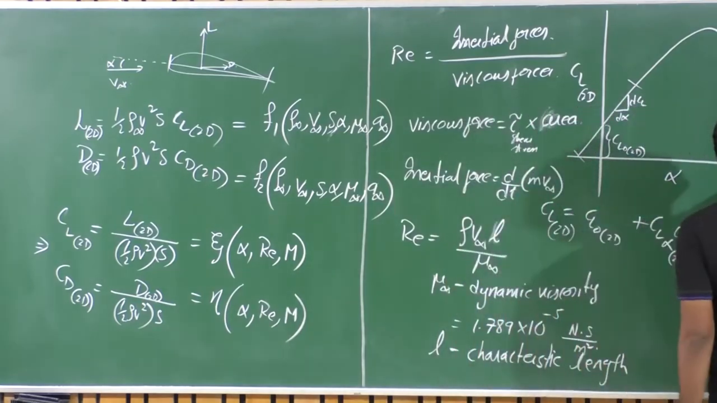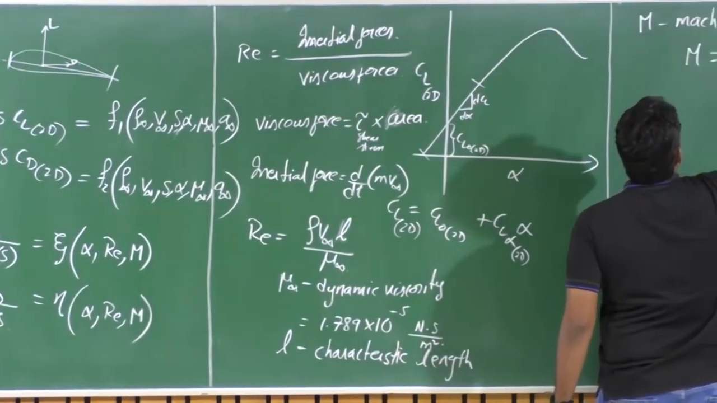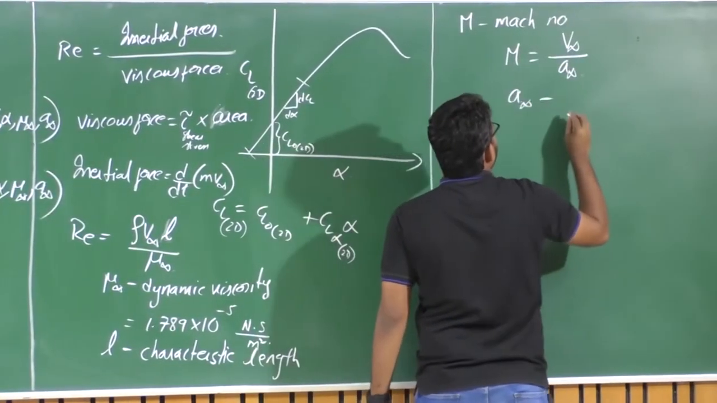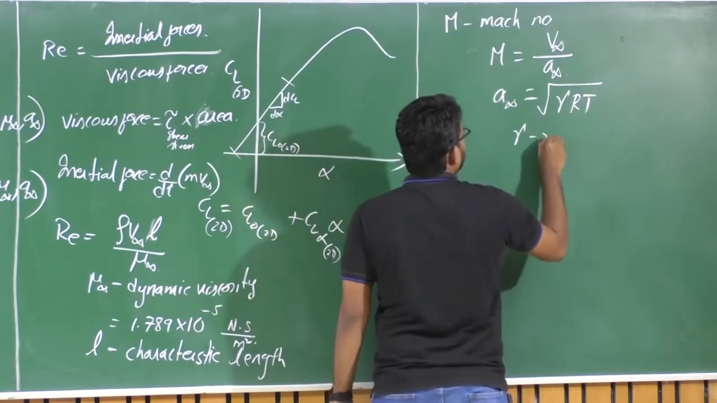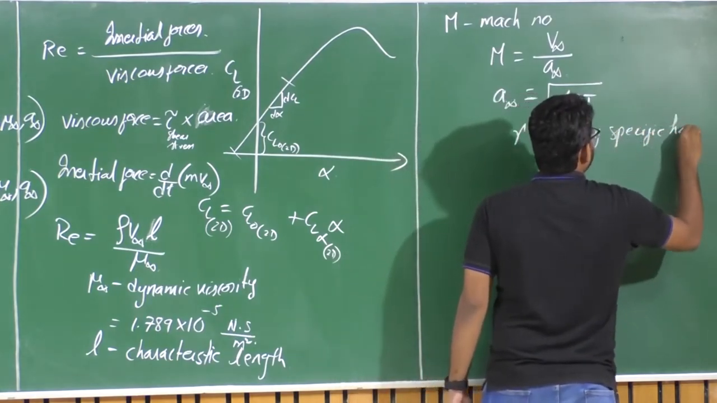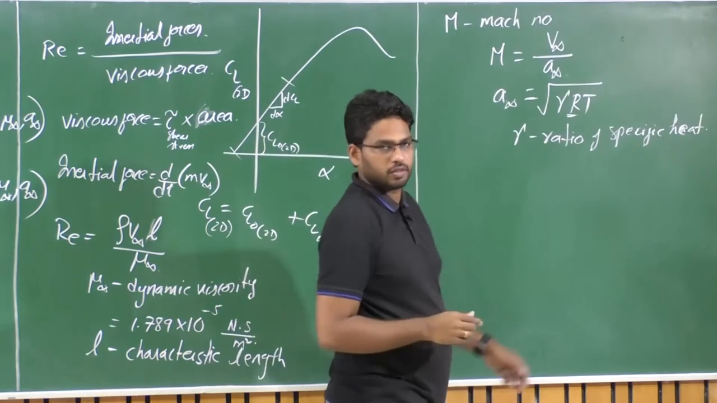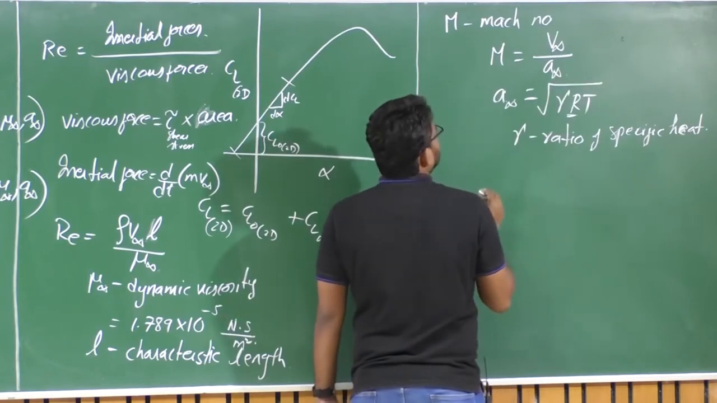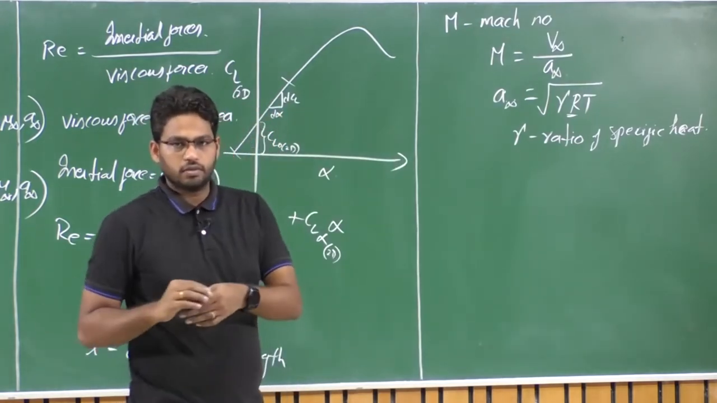And similarly, M is the Mach number. So Mach number is defined as velocity of the flight vehicle upon velocity of sound, where A infinity is the velocity of sound, which is square root of gamma R T, right? Where gamma is the ratio of specific heats, which is 1.4 for air, right? And then R is the gas constant, and T is the corresponding ambient temperature. So this talks about how fast we are moving in comparison to the speed of sound here, right?